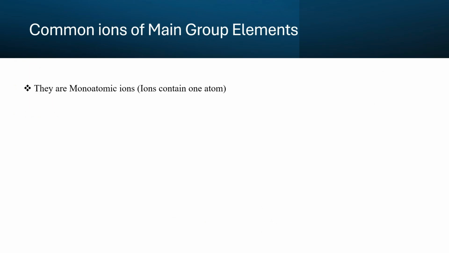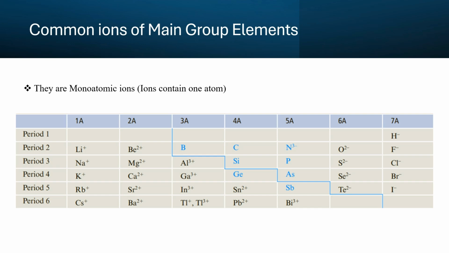In the last slide we discussed the charges formed by the metals and non-metals of the main group elements. They are all monoatomic ions. Monoatomic means ions containing one atom. You can see in this table everything summarized for cations and anions. The main group is group 1A to 8A, but group 8A elements do not form any ions.